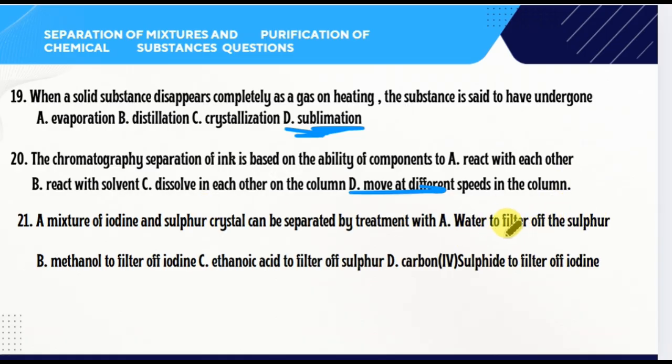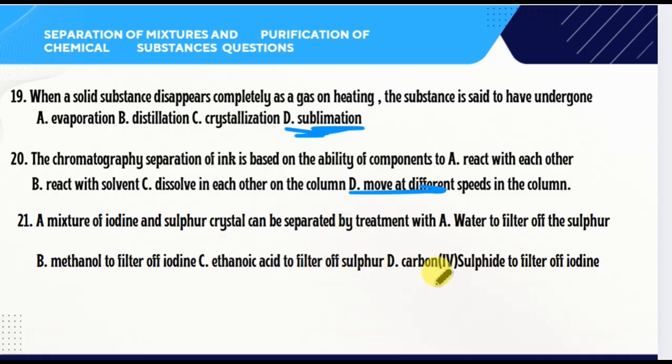Is this the correct answer? Definitely not, because iodine is a sparingly soluble substance. So if you dissolve iodine in water, it will not dissolve completely. So by the time you are filtering off sulfur, some iodine is going to go with it. Definitely this option is not correct. Methanol to filter off iodine. This is also wrong because sulfur is not soluble in methanol. So this also is wrong.